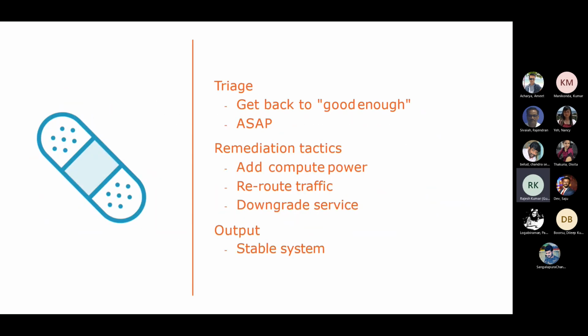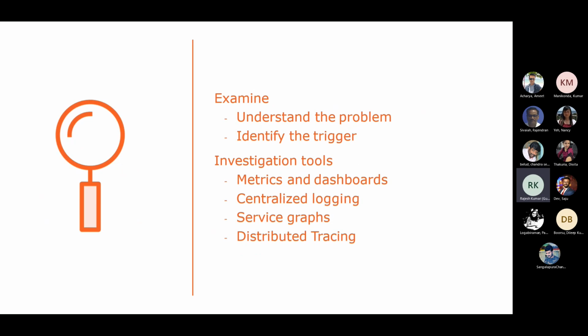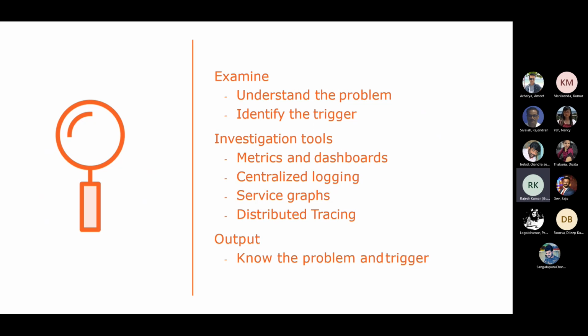Triage means get back to a good enough state: accept remediation tactics, add compute power, redirect traffic, downgrade services, and output a stable system. Examine means understand the problem and identify the trigger. Investigation tools you can use are metrics, dashboards, logging, service graph, distributed tracing. Any observability tool will help you, like Datadog, New Relic, and so on. The output is knowing the problem and trigger.